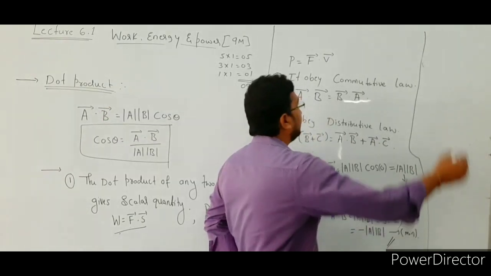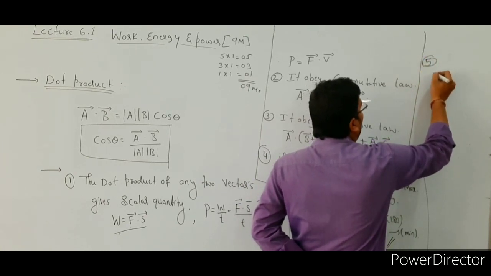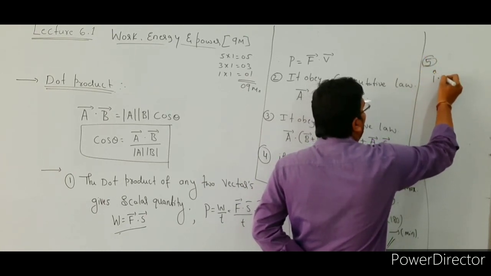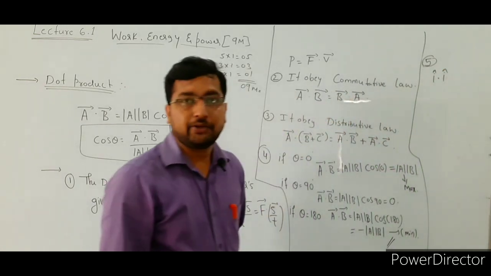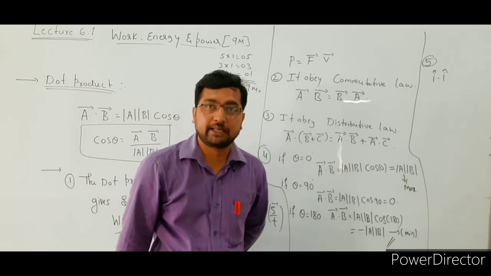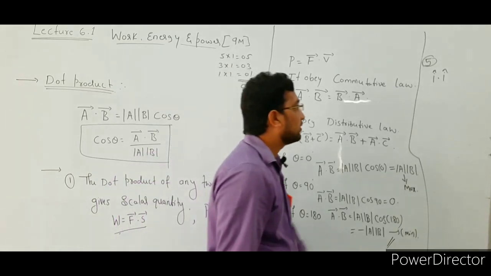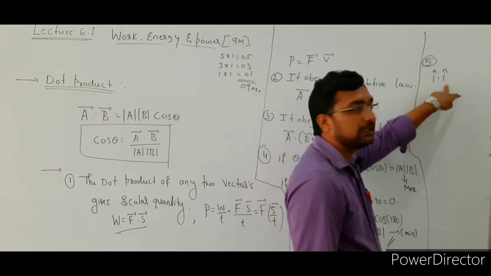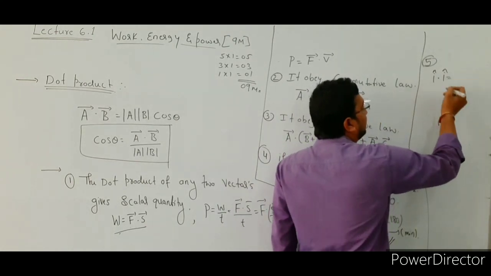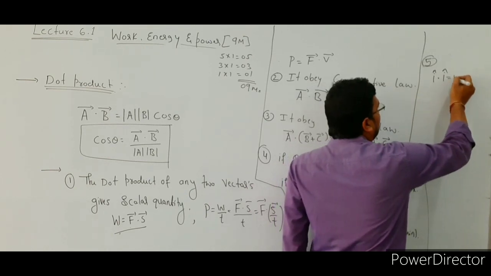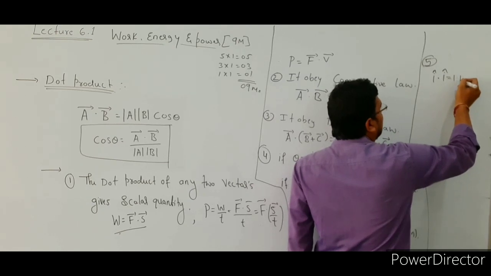The next property, the fifth one: the dot product of two unit vectors. Here i cap is a unit vector, used to specify the direction. The magnitude of this is 1. In this case, this is also i cap and this is also i cap. Already we know that the magnitude of a unit vector is 1, so the magnitude of this vector is 1 into the magnitude of this vector is also 1.